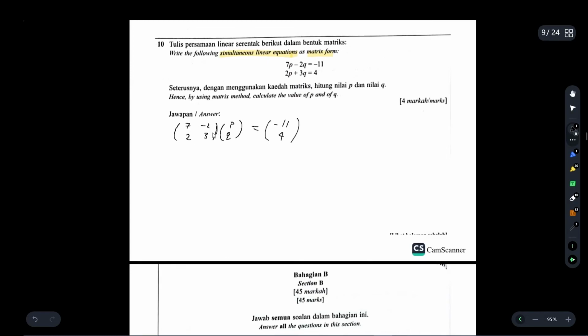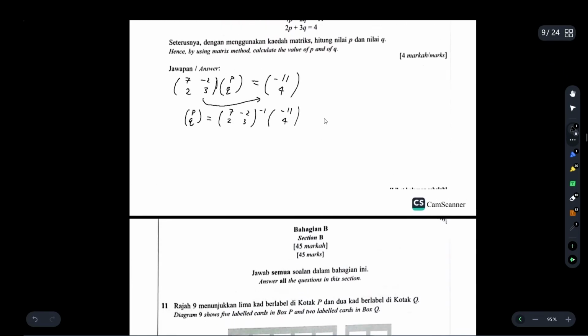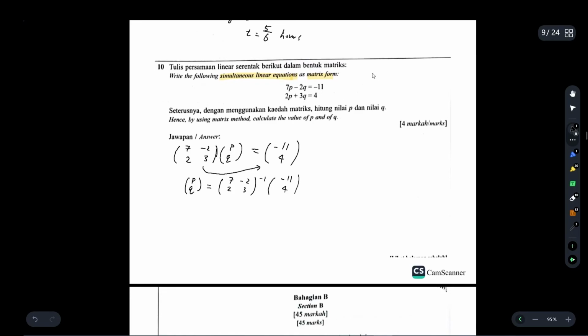So we're going to throw this whole 2 by 2 matrix to the other side. When you throw the matrix to the other side, we'll have the inverse matrix. So how do we solve the inverse matrix? It's actually pretty simple. It's basically 1 over AD minus BC, times the matrix D, -B, -C, A. That's how we do it.